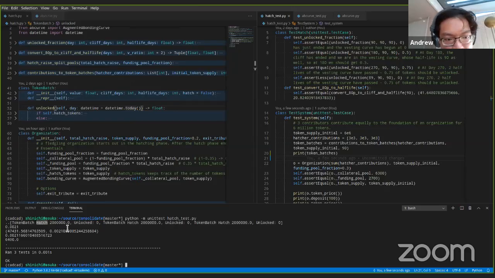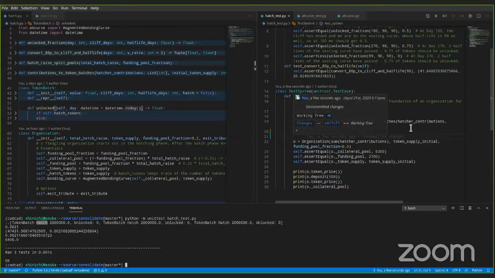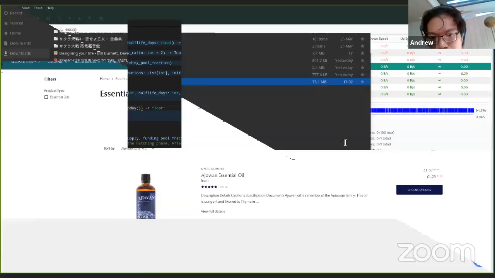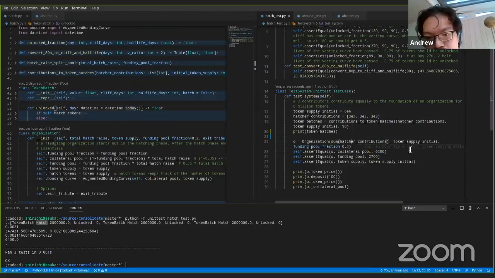So hatch means that these token batches were generated during the hatching of this organization. And now that you have these token batches, you distribute them to your person simulation classes. And now we have an organization. The organization doesn't take that many parameters. You have to give it the sum of the hatcher contributions, which is 9,000, and then you have to say that you wanted 6 million tokens.